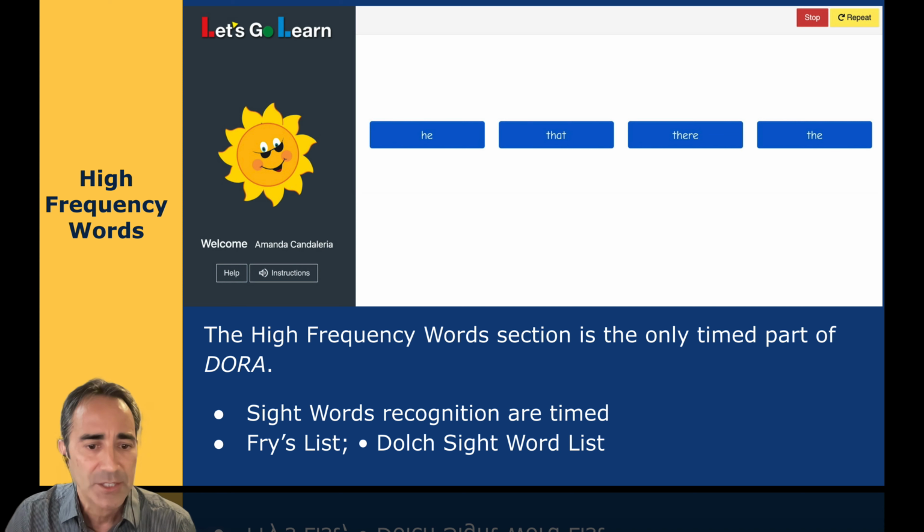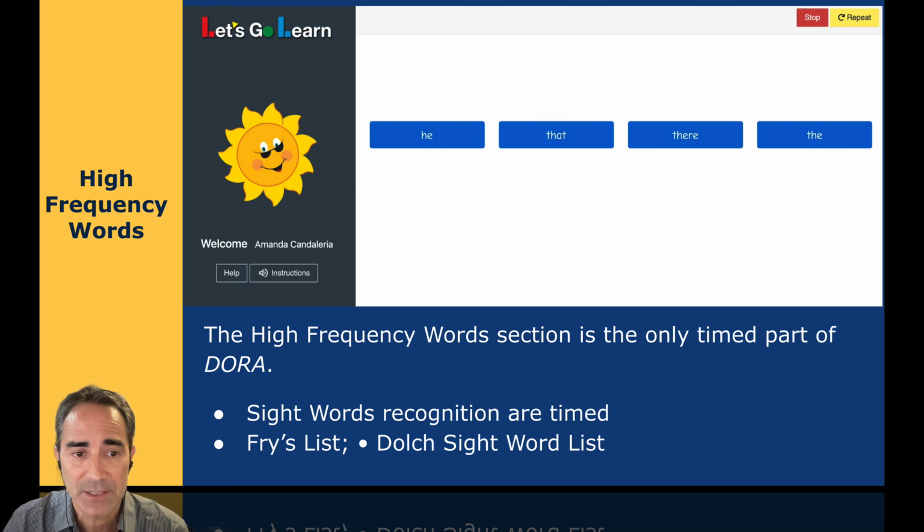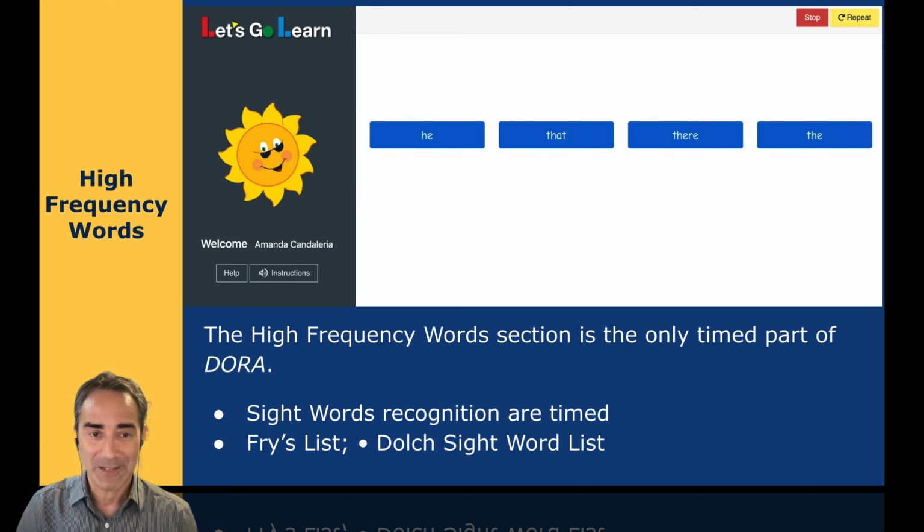So how does your child do in the Fries list or the Dolch sight word list? Those are the common words. The, of, a, right? Those are words that they need to know, have immediate recognition. They see it and they immediately could say the word or recognize the word without having to decode, right? So that's one skill that students need to learn. Now, the way our assessment assesses it, they hear a word and then they have to click on that word quickly. If they take too long, then we know they don't have automaticity of that recognition.